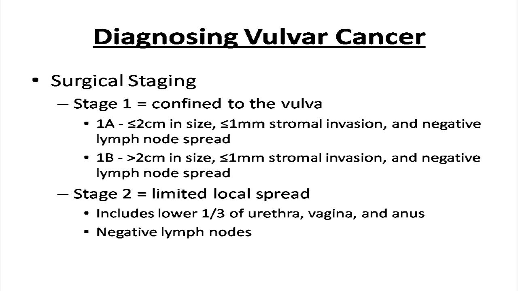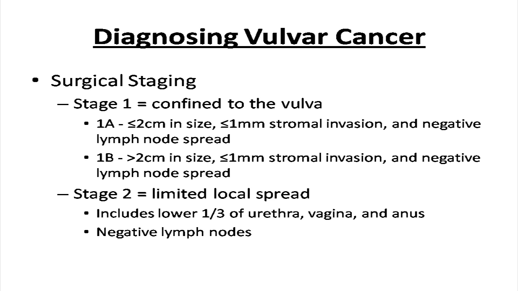Vulvar cancer is a cancer that is staged surgically, meaning that you cannot designate a stage for vulvar cancer using radiographic information. Surgical staging is required for giving the exact diagnosis. Stage 1 vulvar cancer is confined to the vulva itself and is broken into two groups. Stage 1A, which consists of a smaller lesion less than or equal to 2 centimeters in size that is very superficial with less than or equal to 1 millimeter of stromal invasion and has no lymphatic spread.